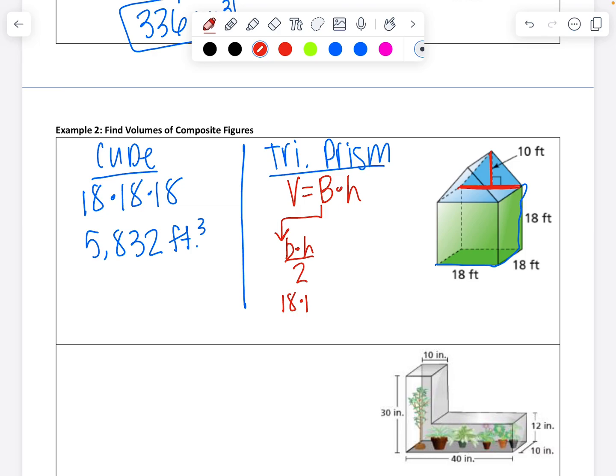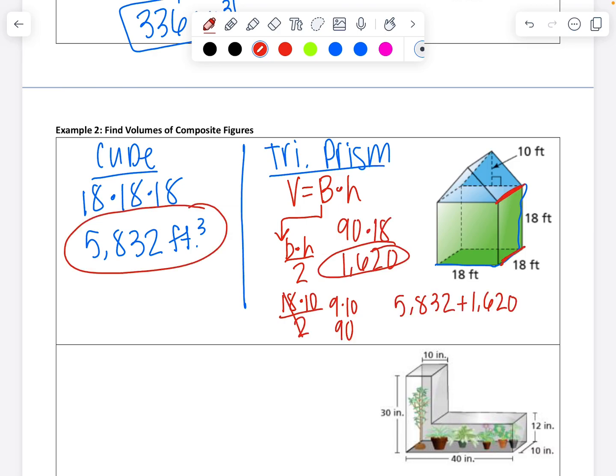And then I add up both of my numbers to get my final answer, to figure out how much they are all together. So 5,832 plus 1,620. And we would get 7,452 feet cubed as the total volume.